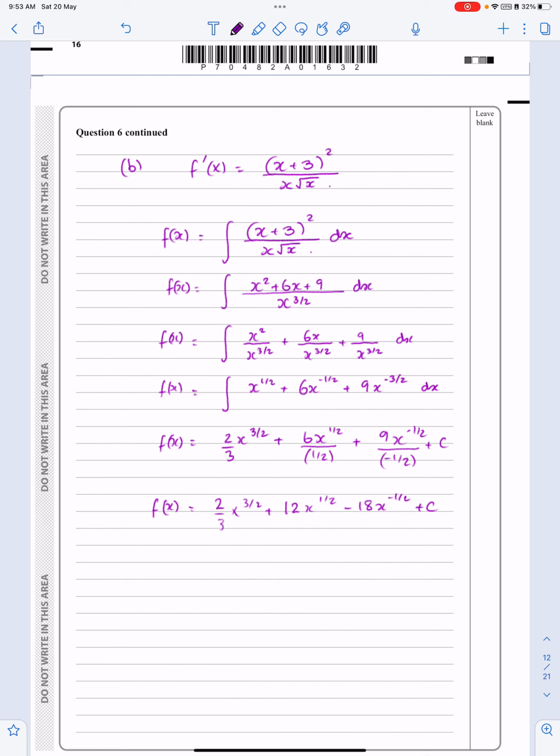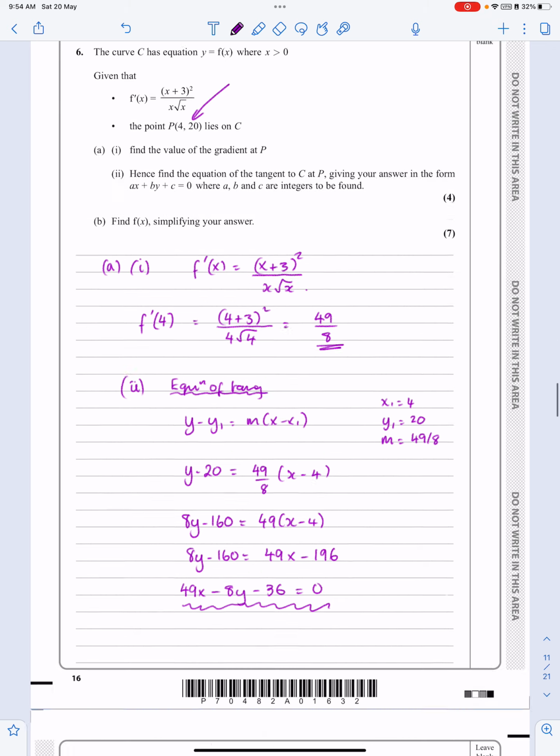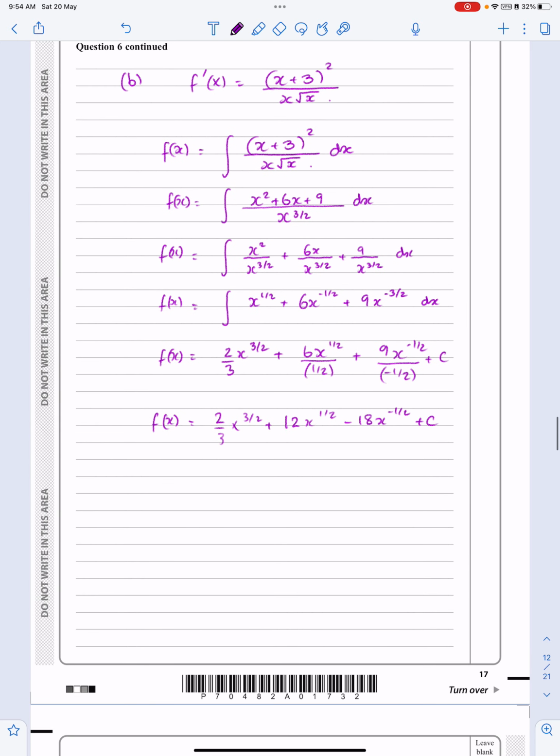So at this stage here, we've got the information from the original part that we knew that when, back up here, we know that when x is equal to 4, y is equal to 20. So that means I can actually work out what c is going to be. f(4) is equal to 20.